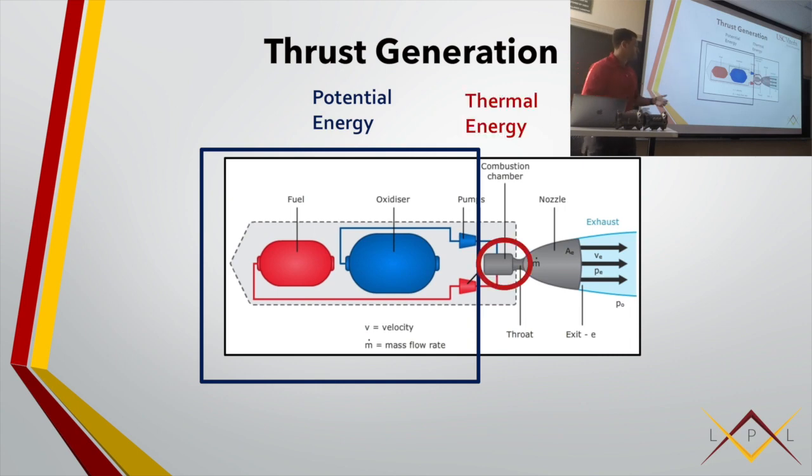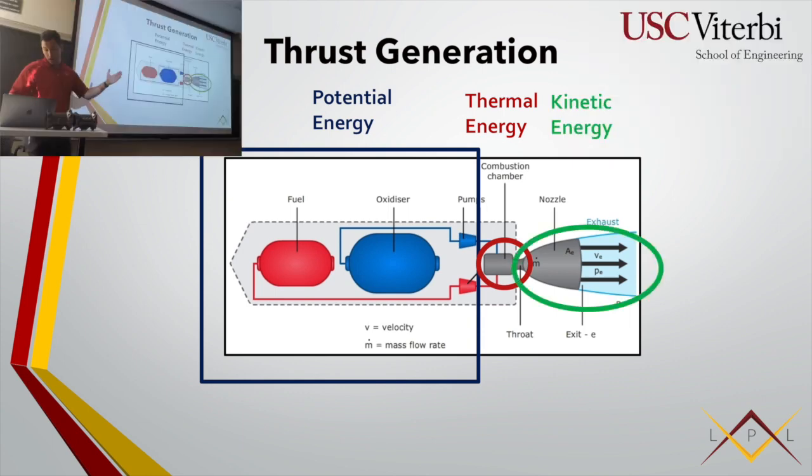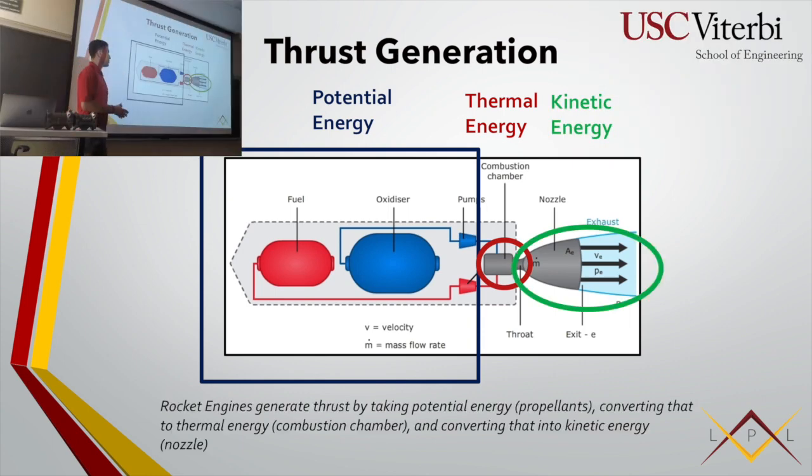Then you go into the combustion chamber, and you take that potential energy, you combust it, and you obtain a bunch of thermal energy. You do that conversion, and then right after the nozzle is the kinetic energy. You take all that high heat and pressure and just accelerate it as fast as you can out the nozzle. That's essentially what you do for a rocket engine, those three steps.